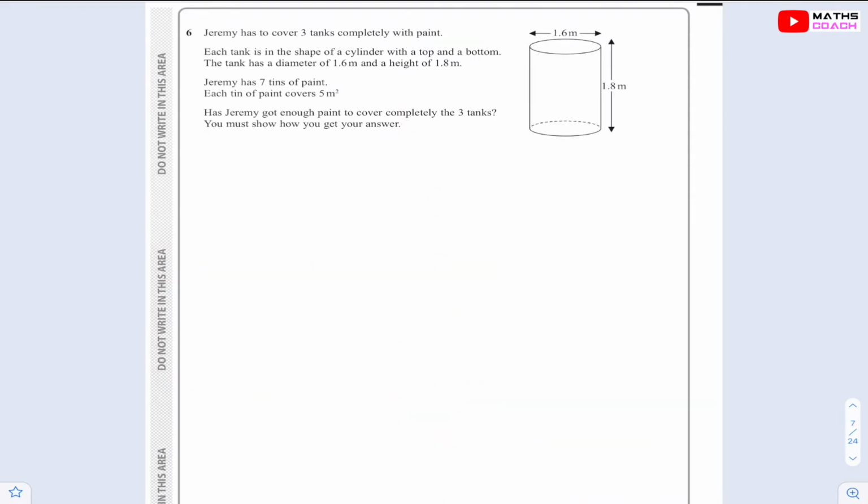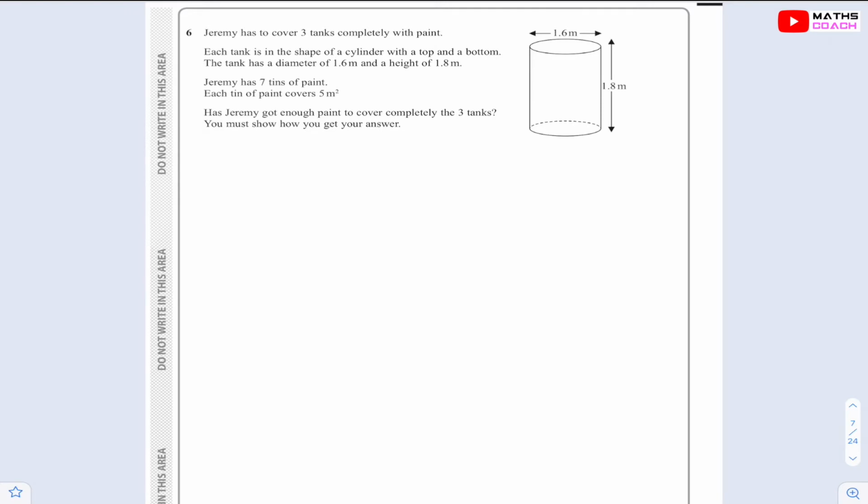Jeremy has to cover 3 tanks completely with paint. Each tank is in the shape of a cylinder with a top and a bottom. The tank has a diameter of 1.6 and a height of 1.8 meters. Jeremy has 7 tins of paint. Each tin of paint covers 5 meters squared. Has Jeremy got enough paint to cover completely the 3 tanks? You must show how you get your answer.